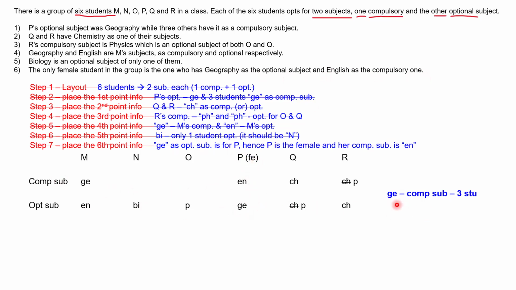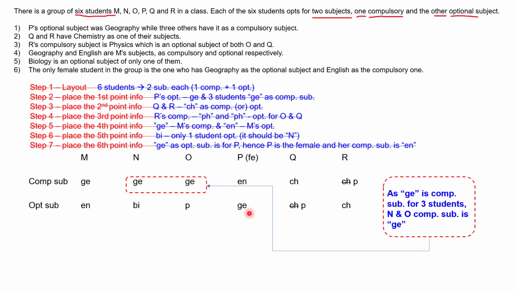Now let's come back to the pointer which we have written on the side. Geography will be the compulsory subject for three students. So one student who has geography as compulsory is M, and the other three students will be N, P, O. So we write geography for them. So the final distribution is as shown in the figure.